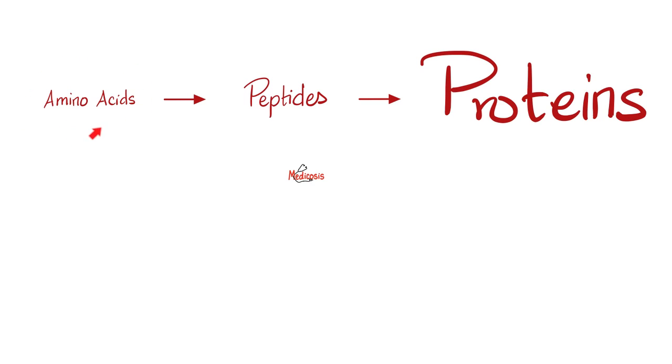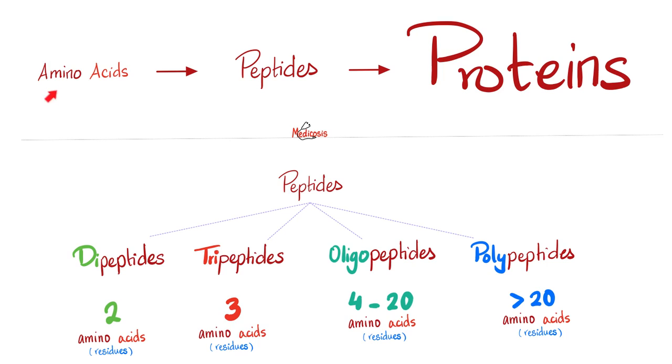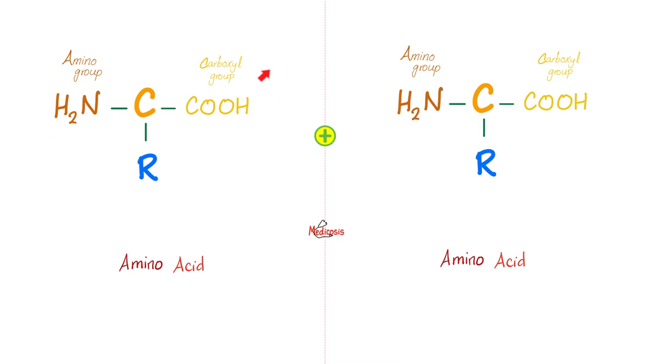As you know, amino acids are the small ones, micromolecules, then peptides, then the big ones, proteins. But not all peptides are created equal. We have dipeptides, tripeptides, oligopeptides, and polypeptides. Di means 2, so dipeptides 2 amino acids, tripeptides 3 amino acids, oligopeptides from 4 to 20, poly more than 20. Therefore, it goes like this: amino acids followed by dipeptides, tripeptides, oligopeptides, polypeptides, then proteins.